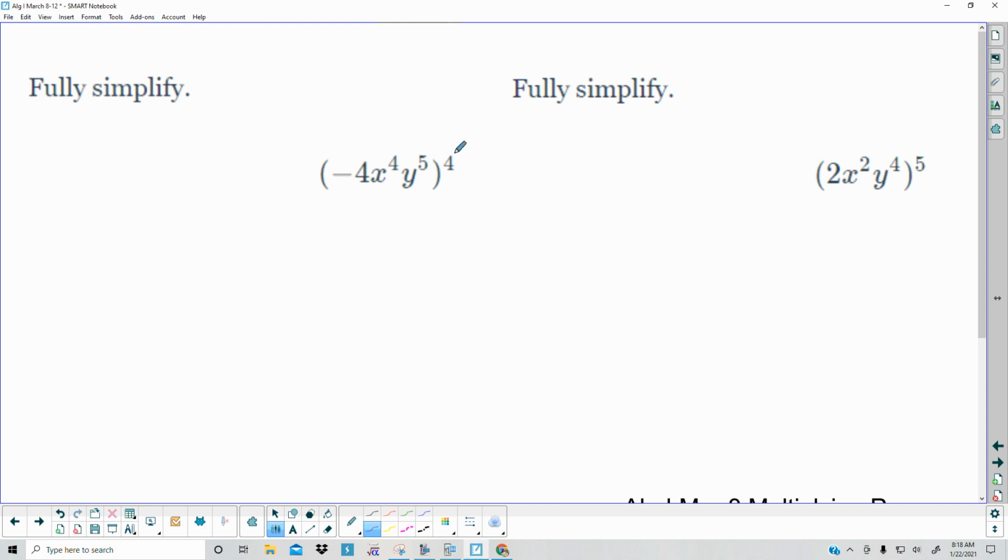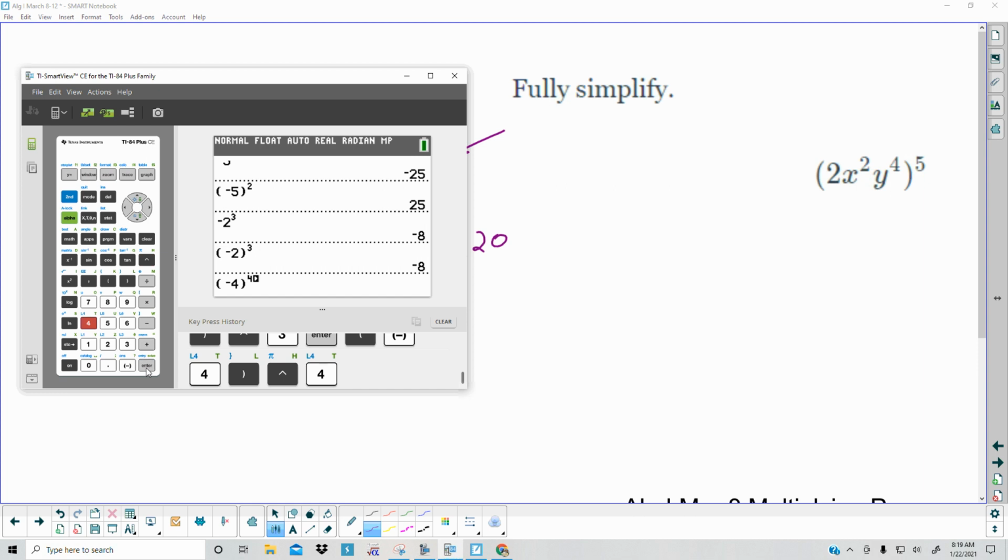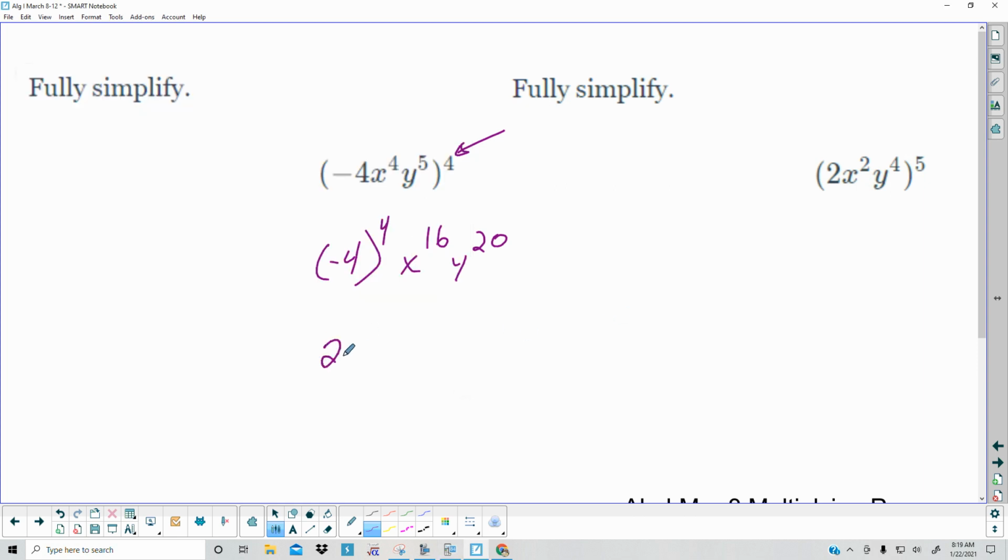So that's this one. Your exponent is even and the number inside is negative. So technically it's supposed to stay in parentheses. Now multiply your exponents. X to the 16th, y to the 20th. Type that in your calculator as is with the parentheses. Negative 4 in parentheses raised to the 4th gives me 256.